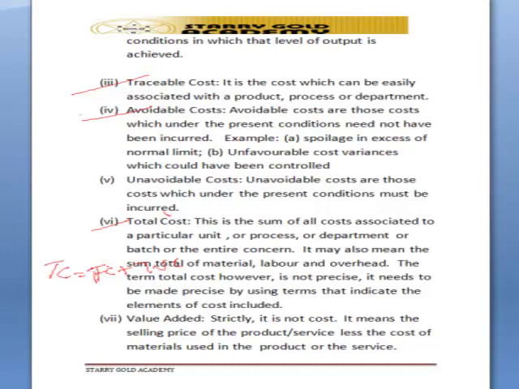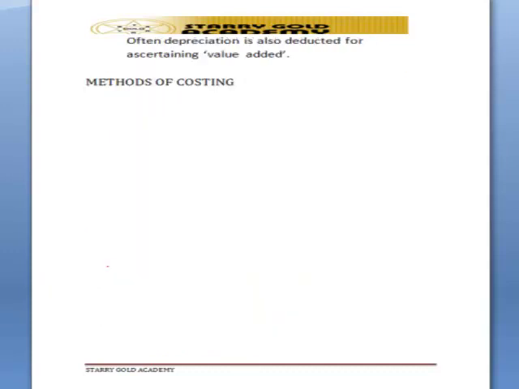A cost which does not involve any cash outflow is called dash. It is called a notional cost or imputed cost. So a notional cost or imputed cost is a cost that does not involve any cash outflow. So please take note of that. Thank you.